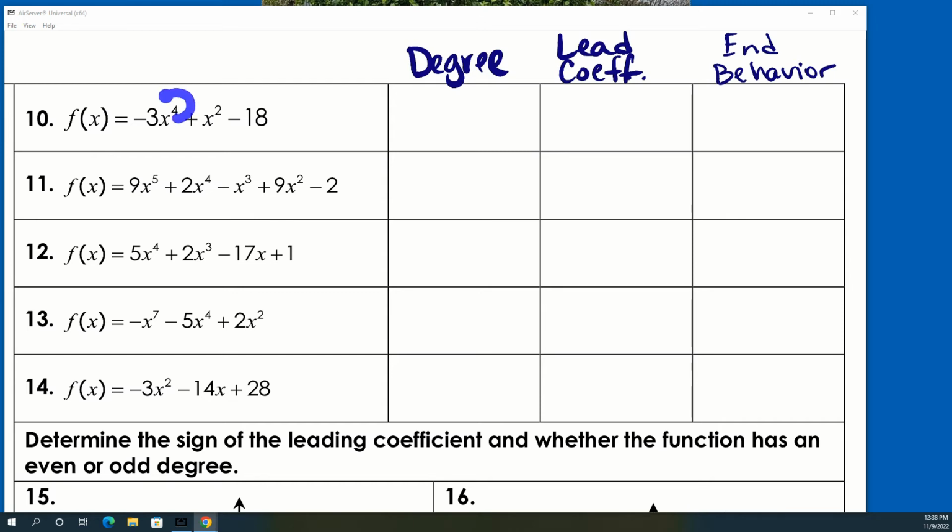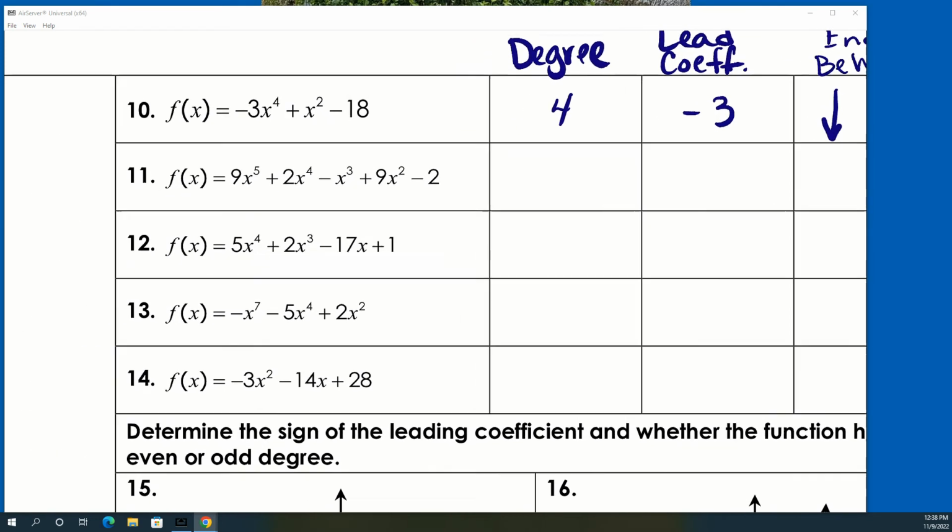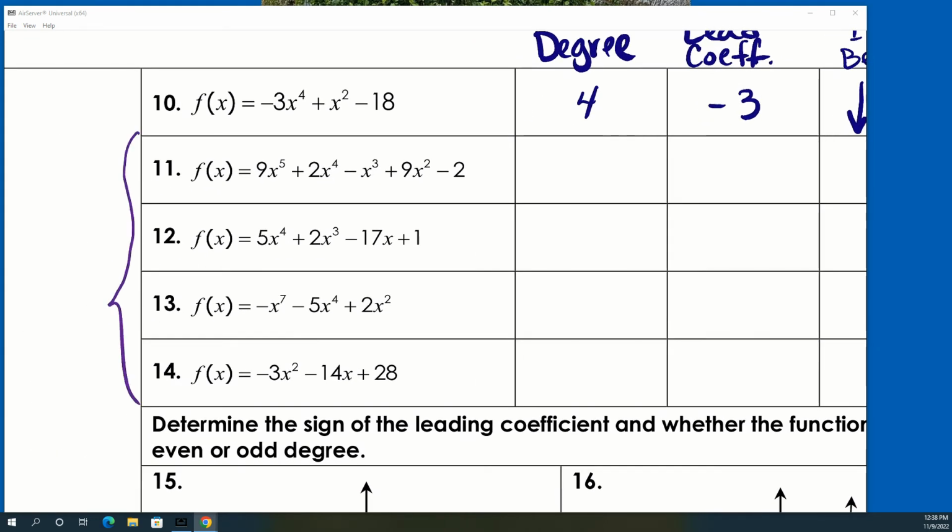Okay, so we're looking at the degree is going to be 4. The leading coefficient is that number in the front, which is -3. All right. So since the leading coefficient is negative, I know the right is pointing down. And then the degree is even. So the left is also pointing down. Okay. So this is going to be part of your assignment.